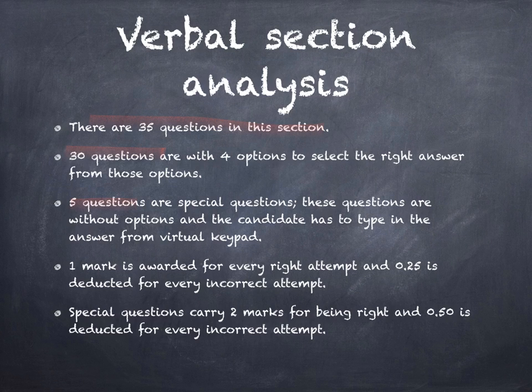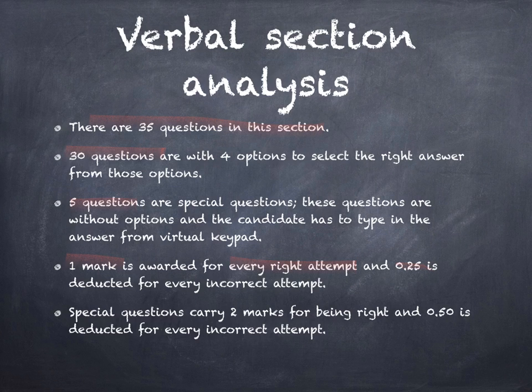Now, the marking scheme is also a little different. 1 mark is awarded for every right attempt. So you're going to get 1 mark for every right attempt. However, there is 0.25 negative marking in this examination, and you are going to be penalized 0.25 marks if you attempt any question incorrectly.